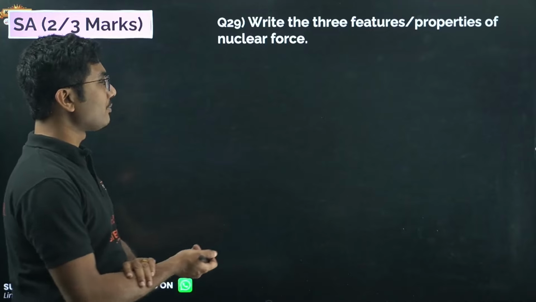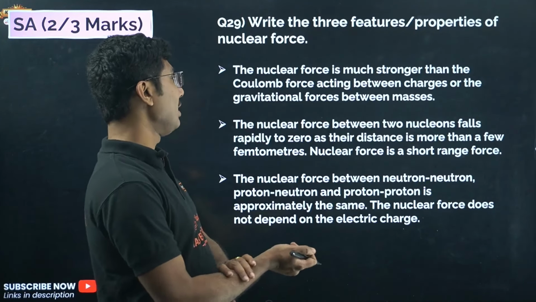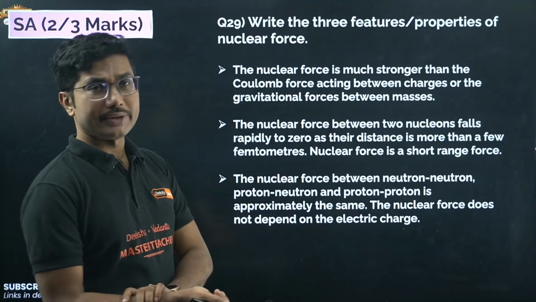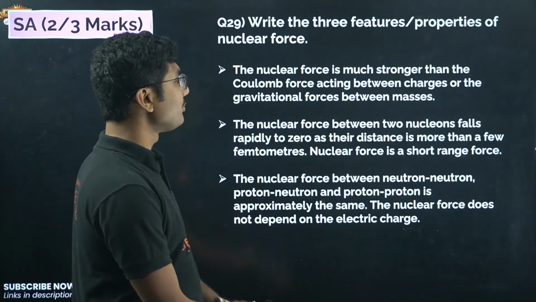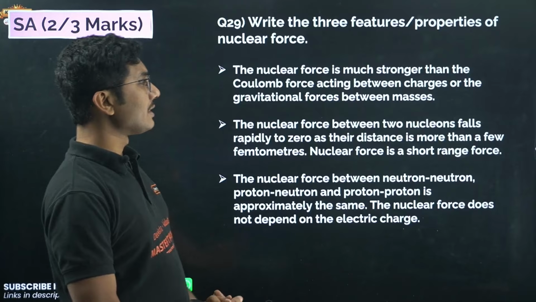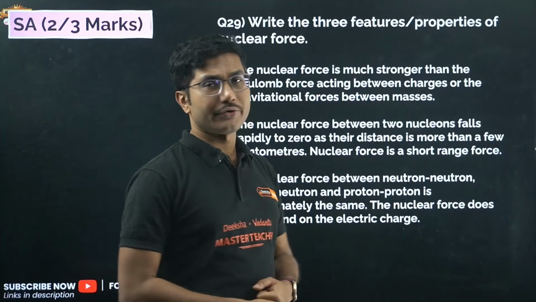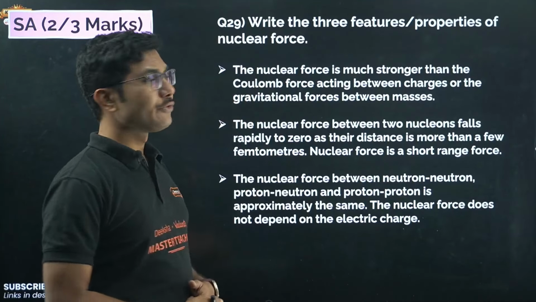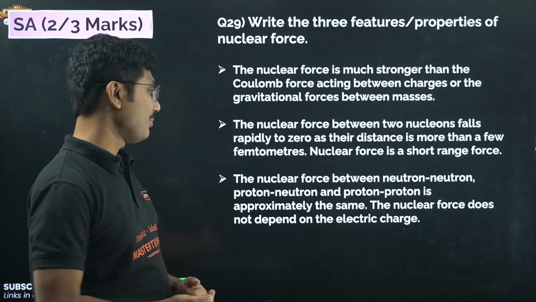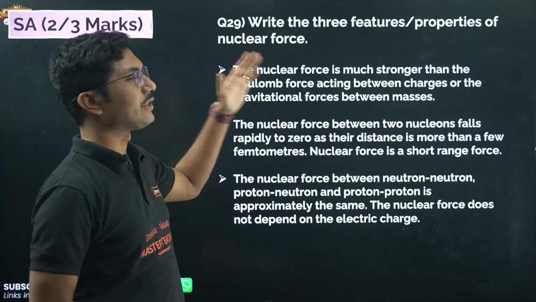Write 3 features and properties of nuclear force. So the nuclear force is much stronger than the Coulomb force acting between the charges or the gravitational forces between the masses. The nuclear force between two nucleons falls rapidly to zero as their distance is more than a few femtometers. Nuclear force is also a short range force. The nuclear force between neutron-neutron, proton-neutron and proton-proton is same. So that means nuclear force is independent of charge. So these are the 3 features or properties.